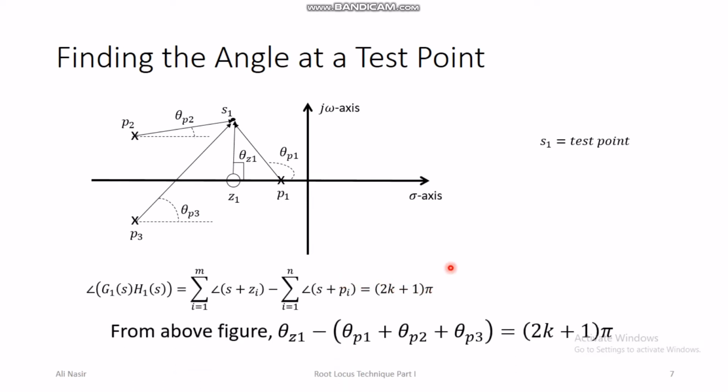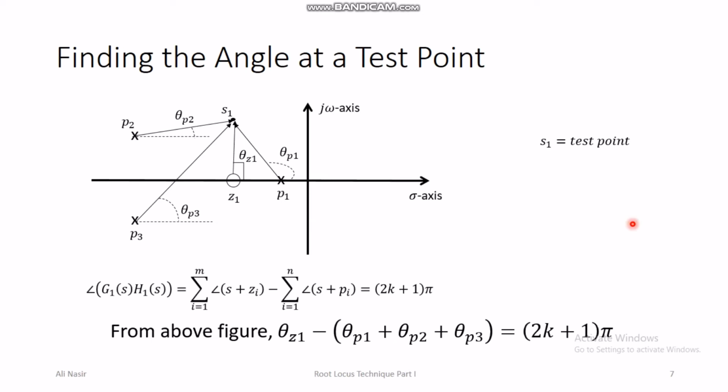And from the above figure we have theta z1, and there's only one zero, so the sum of all the angles due to zeros is only theta z1, and minus the sum of angles due to all the poles is theta p1 plus theta p2 plus theta p3. We subtract the sum of angles due to all poles from the angle due to the zero. We get some angle, we equate it to (2k+1)π, and we'll get the value of k here, and this is how you can apply the angle condition for any test point.